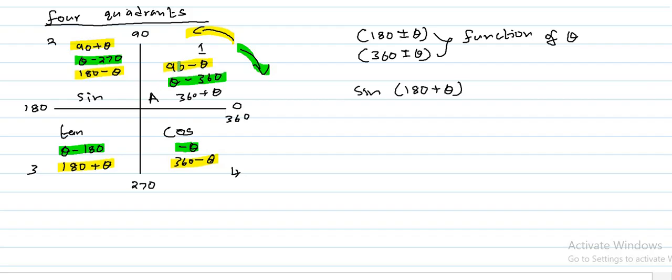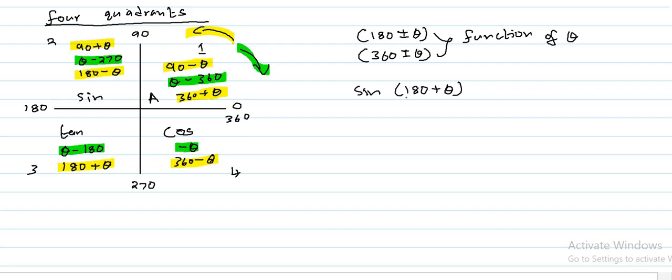So what are they saying? They are saying that when you see 90 minus theta, you must know that we are referring to quadrant number 1. When you see theta minus 360, you must know that we are referring to quadrant number 1. This is when we're going anti-clockwise again. So this 180 minus, 180 plus, they are referring to the quadrants.